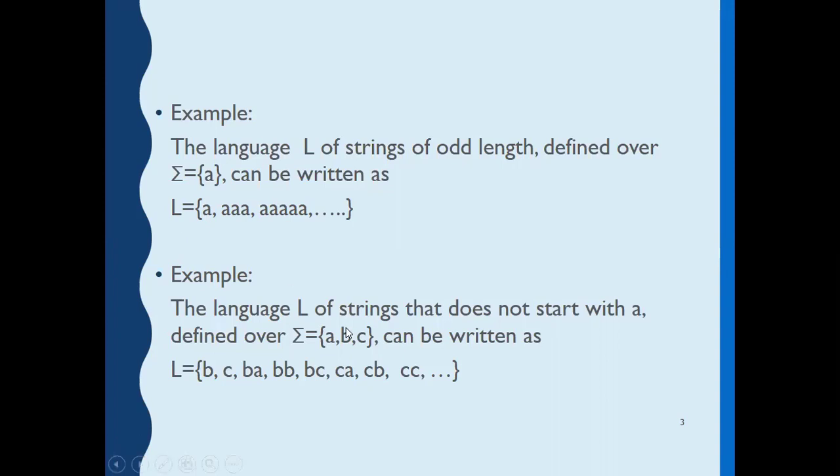In the second example, we want the language L of strings that do not start with A, over the alphabet A, B, C. Now the allowed letters will be A, B, C, and this will include all words that do not start with A. We can start with B or C, but we will not start with A. A can exist at any position other than the starting position. For example, we will have the words B, C, B, A because it is not starting with A. B, B, B, C, C, A, and so on.